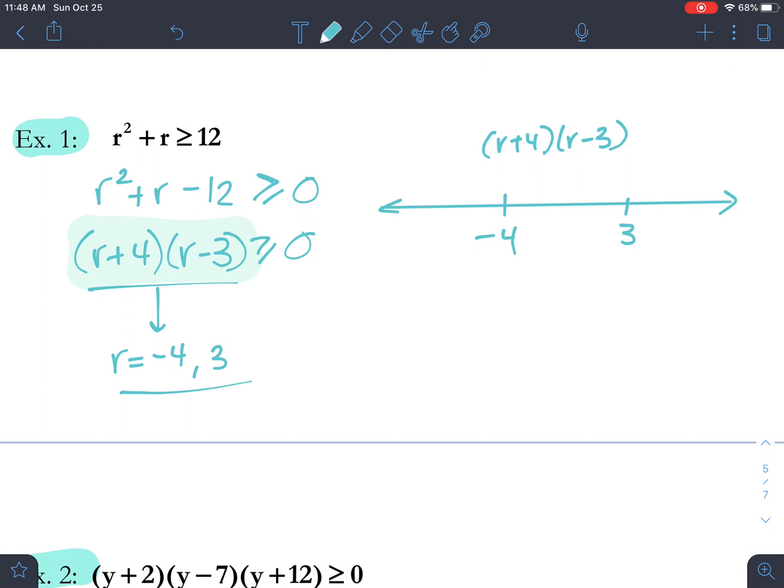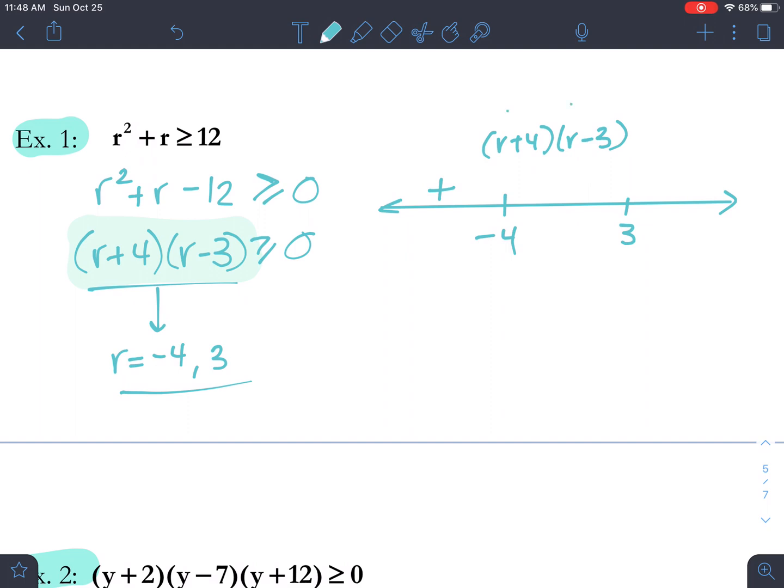If I plugged in, let's say, -6, I would get -6 plus 4 times -6 minus 3, which is a negative number times a negative number, which is a positive. Notice I didn't actually calculate it, and I can do this in my head. I don't even have to write down plugging in -6. All I really want to know is when I plug in a negative, I could plug in -100. -100 plus 4 is negative. -100 minus 3 is negative.